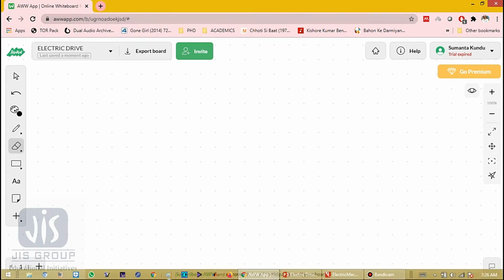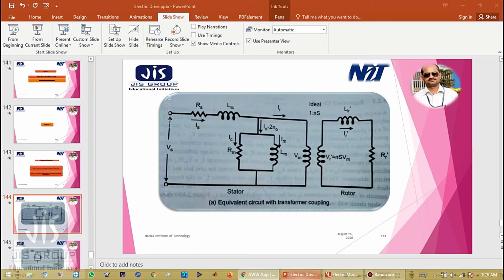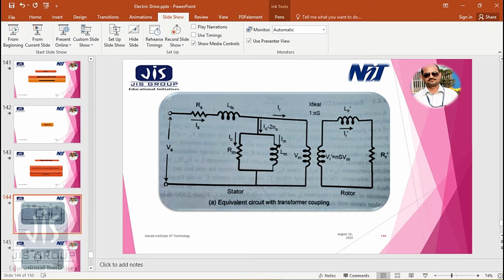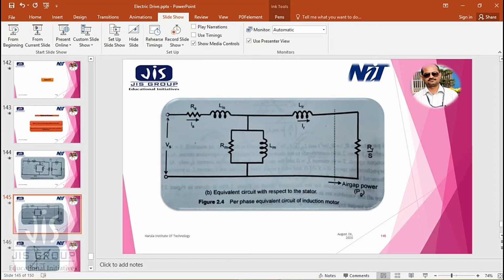I want to now, if you see the equivalent circuit, so this is the equivalent circuit with the stator and rotor. Now I want to refer all the rotor quantities into the stator value, that is the referred value of the secondary into the primary, similar to a transformer, and we have done these things several times. So this is my equivalent circuit with respect to the stator, and now the current IR dash will become IR.